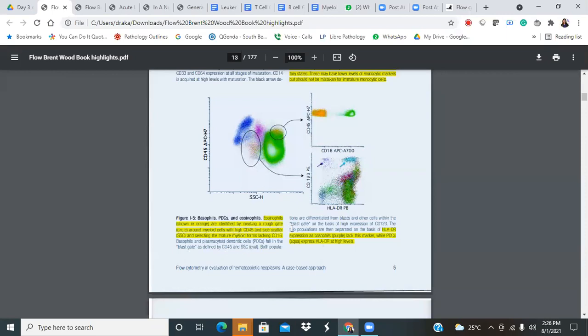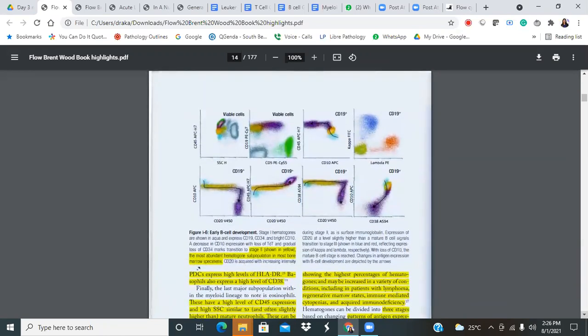Both populations are differentiated from blasts and other cells within the blast gate on the basis of high expression of CD123. However, as I was mentioning, HLA-DR is going to differentiate between those. So the basophils are shown in purple and the PDCs in aqua. The PDCs will have the higher HLA-DR and the basophils have the lower HLA-DR. So that's how they are going to be differentiated.